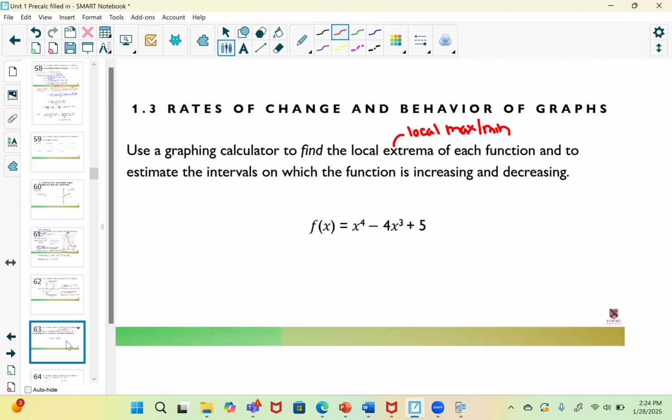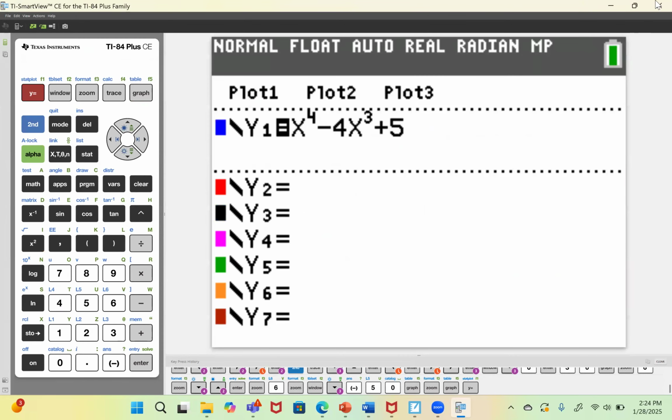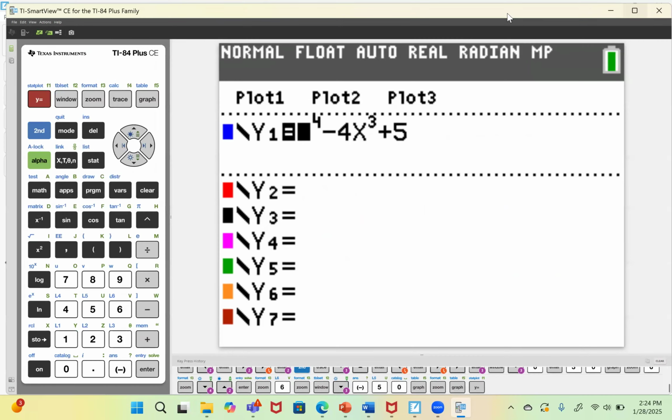Okay, so the last thing we're going to do is use our graphing calculator to find the local extrema, which again means the local max or min, and to estimate the intervals where the function is increasing and decreasing. On our calculator, we go to y equals and type in that function: x to the 4th minus 4x cubed plus 5. Then we graph it.